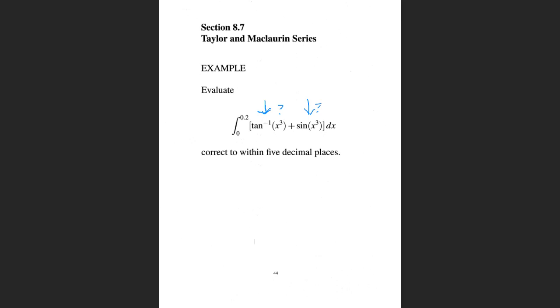And so when you're encountered with these kind of situations, you're trying to evaluate this integral, you need to replace these functions with their power series. You learned in section 8.6 how to do the integral of a power series. So if we can find the power series for the arctangent of x cubed and the sine of x cubed, we can substitute in those power series or Maclaurin series for those functions and finish the problem.